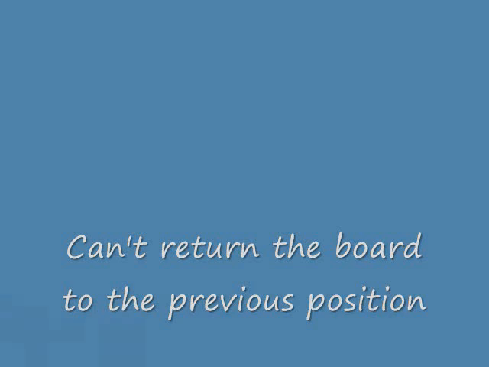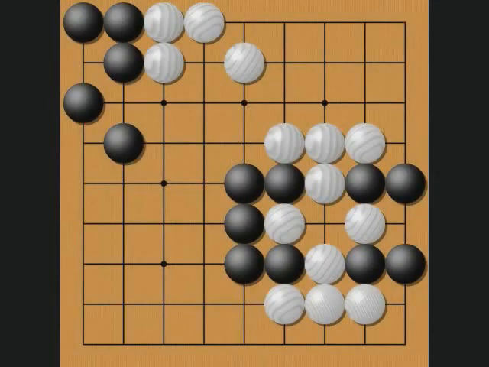What the Ko rule actually says is that you can't return the board back to the exact position it was in on the previous move. In this example, black is able to capture the white stone, but in doing so, the black stone also ends up with just one liberty and could otherwise be captured right back. The rule against putting the board back in the same position forbids this, since if this were allowed, it could just go on forever.